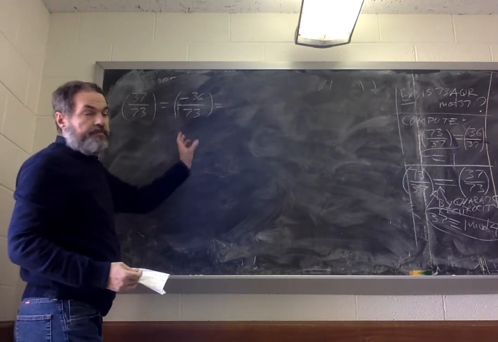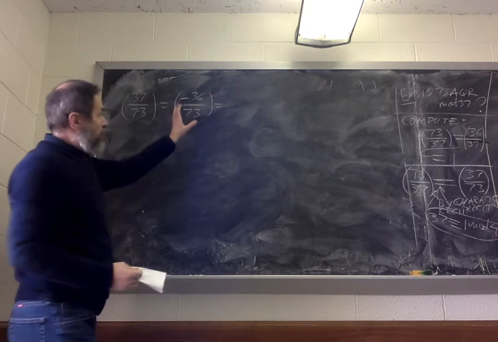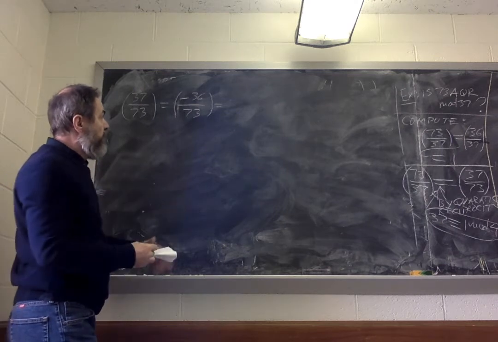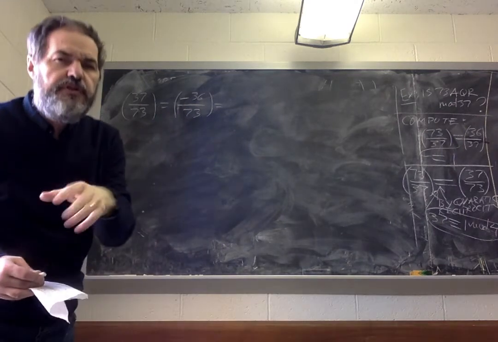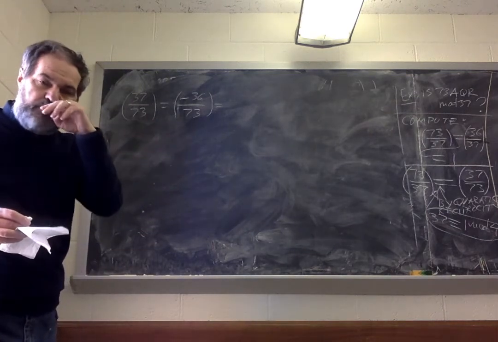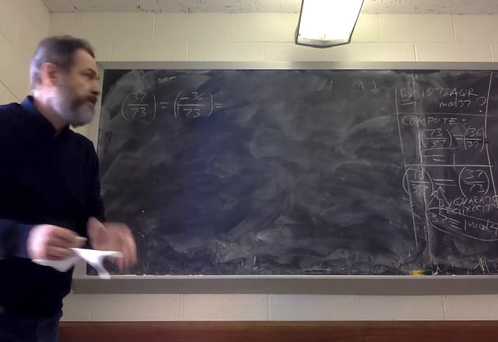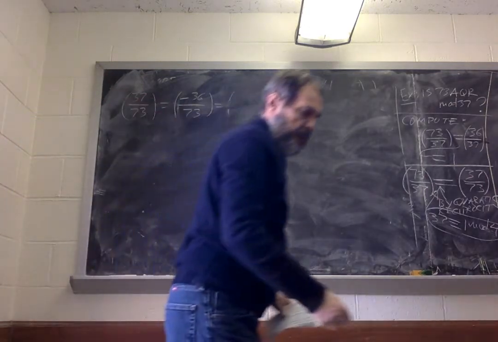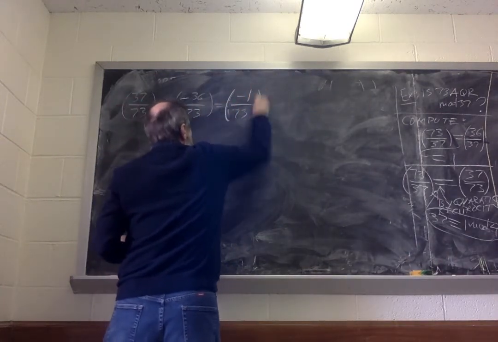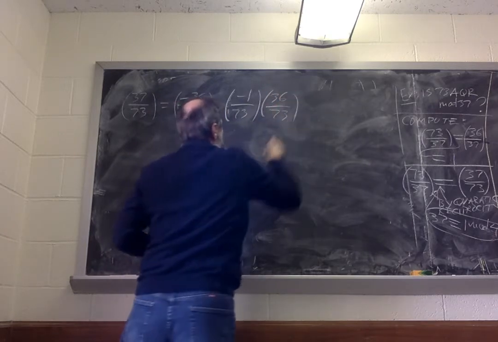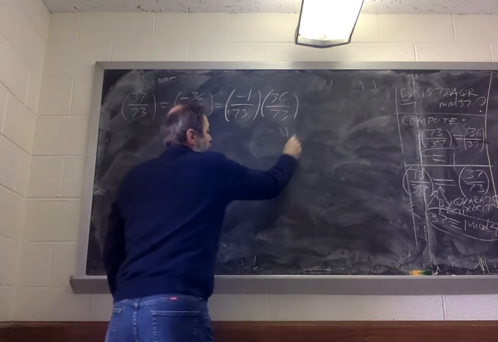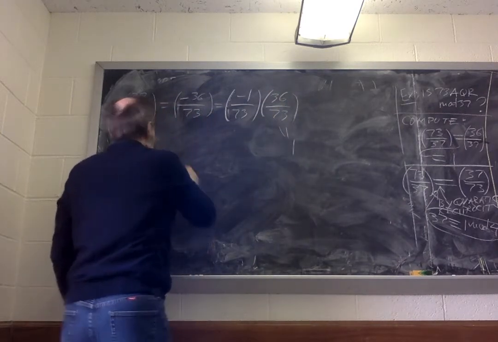Now we can use the multiplicativity property of this quadratic symbol. I view this minus 36 as the product of two numbers, minus 1 and 36. So then I can write this as minus 1 over 73 times 36 over 73. Then I start computing each one separately. This one is directly 1 because I have a square.